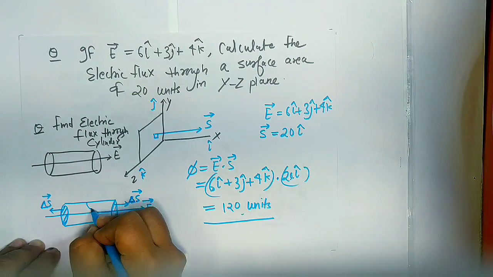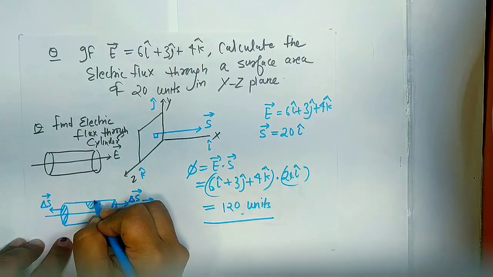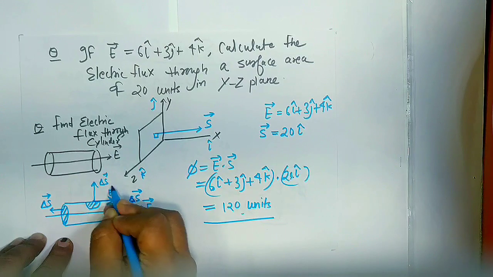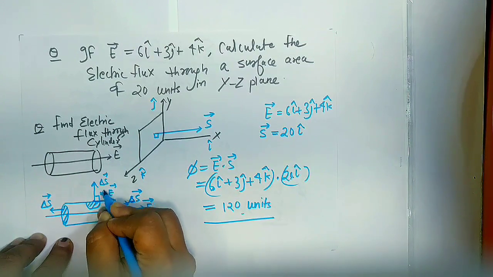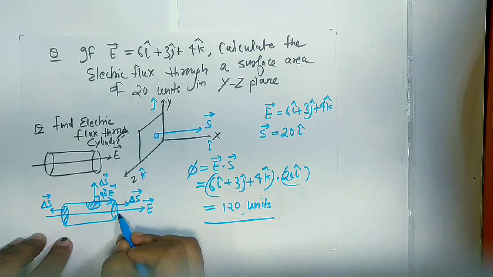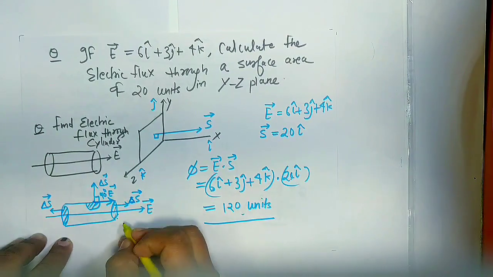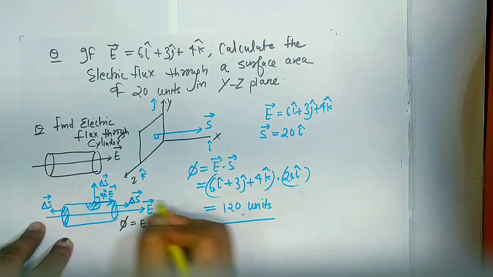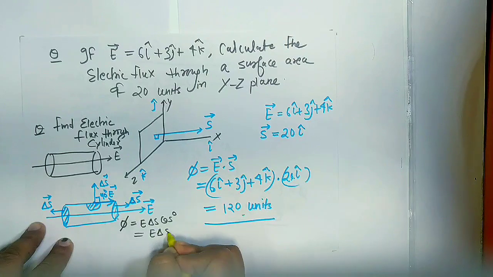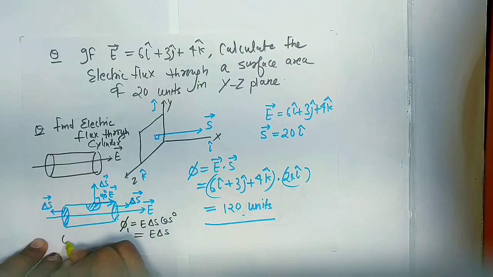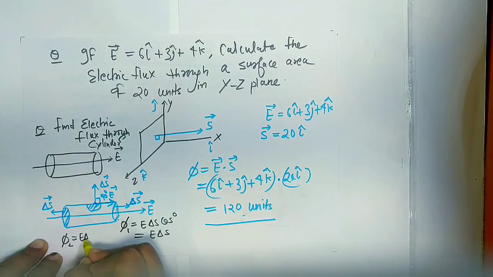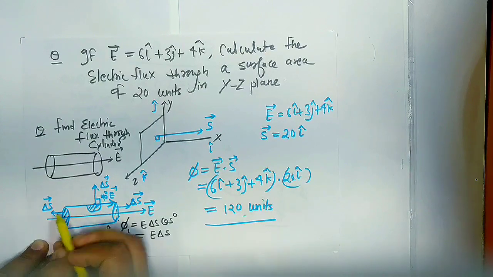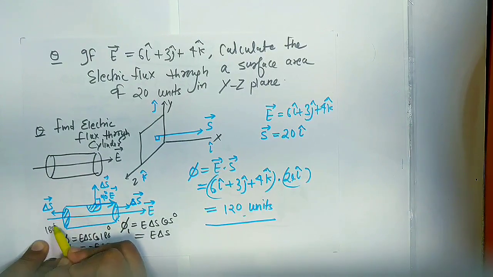And if I take some small area here also, where is the area vector? In this direction. Where is the electric field? In this direction. So this is 0. Why? Because the angle is 90 degrees. So for this surface, flux will be E delta S cos 0, because E and delta S are in the same direction. So E delta S, this is phi 1. For this one it will be E delta S cos 180, which is minus E delta S, because here the angle is 180 degrees.